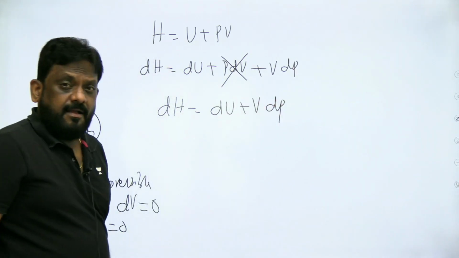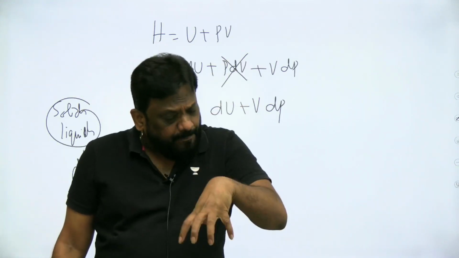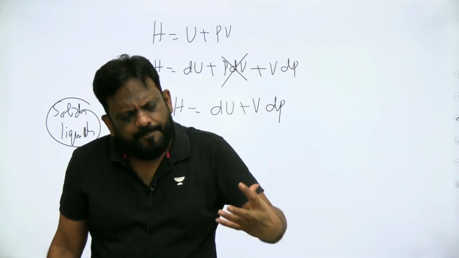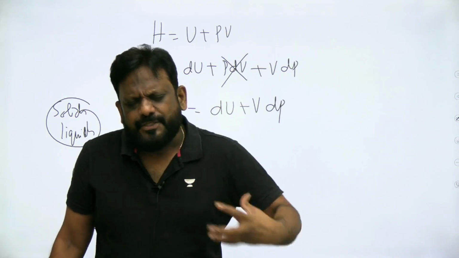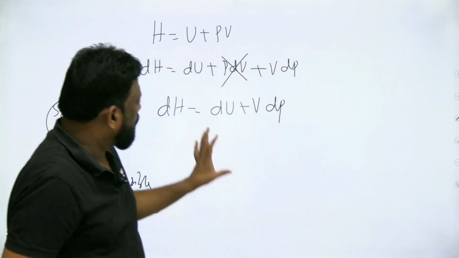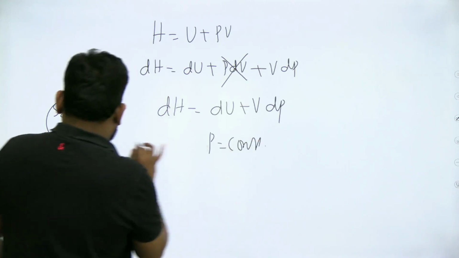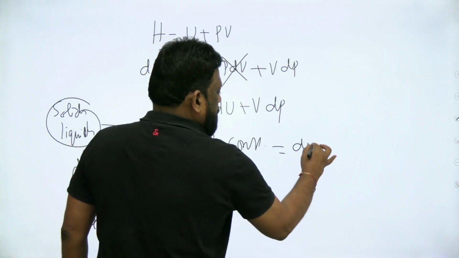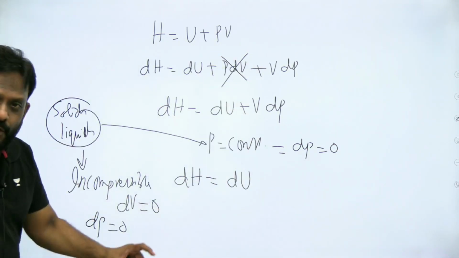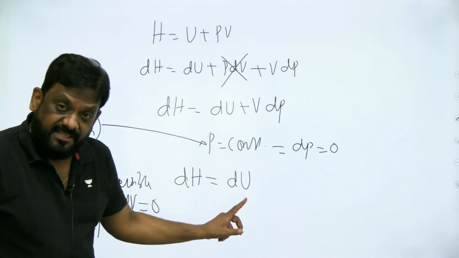Listen carefully, sirs. I'm not talking about gases now. You can define enthalpy for solids, liquids, gases, anything, but now I'm specific to solids and liquids, which are incompressible. For some time, remove gases. So now you have dU plus VdP, and if pressure is constant for solids and liquids, the change in pressure is zero. That's why the change in enthalpy is equal to the change in internal energy. So please note that: for solids and liquids, the change in enthalpy is the change in internal energy.